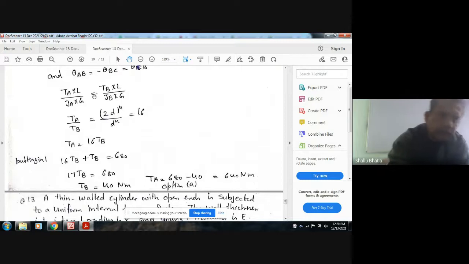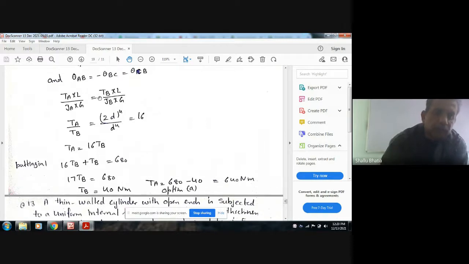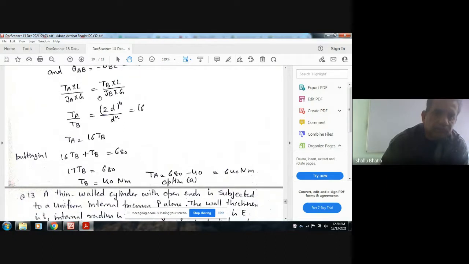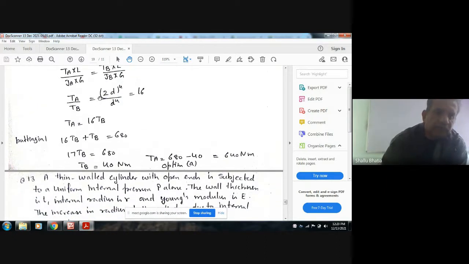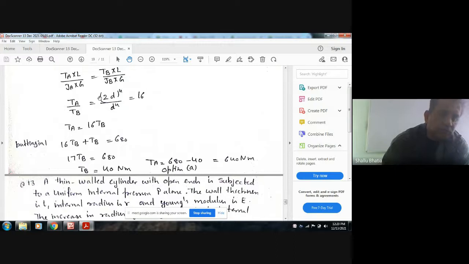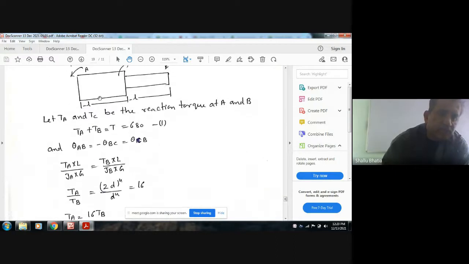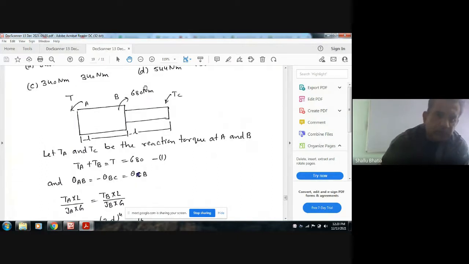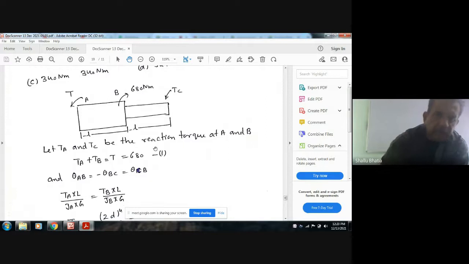By equating the angle of twist using the torsion equation, TA into L divided by JA into G is equal to TC into L divided by JC into G. So we can find out the ratio of the torques, and then we can use TA plus TC is equal to 680, and then we can find the values.